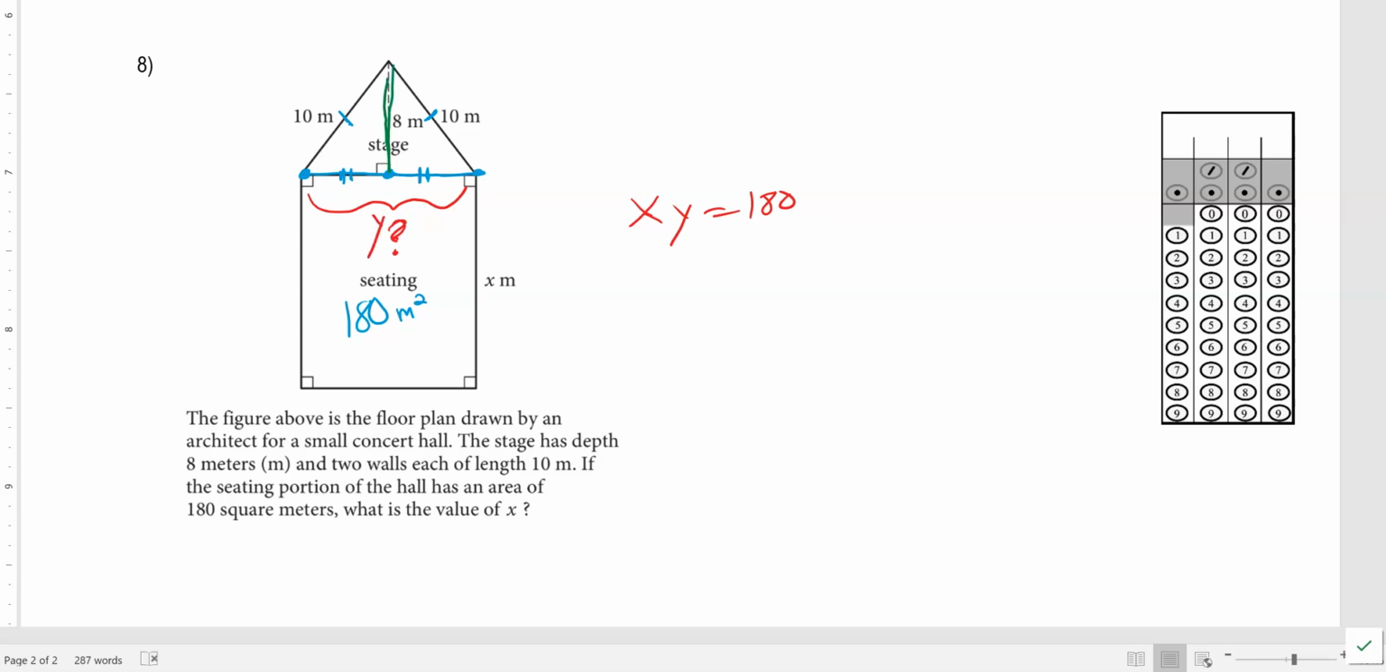Well, you'll notice if I take this little right triangle right here, this is a right triangle. This is a Pythagorean triple. And if you don't recognize it, you can use the Pythagorean theorem, but it's a 6, 8, 10 triple, which means that this is also 6 over here. So our y is 12. All right, so now that we got that, we've got 12x equals 180. So x equals 15. So there we go, got our answer. So 1, 5, bubble, and bubble.